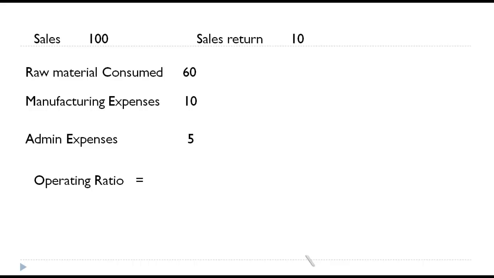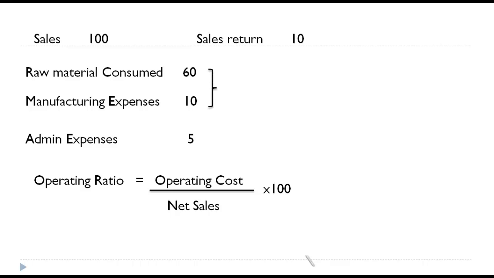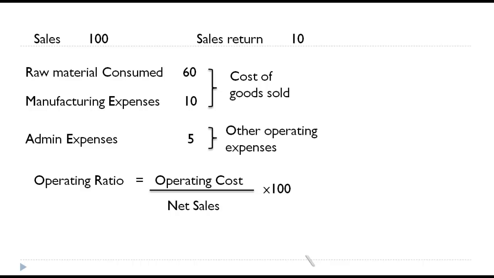So what is operating ratio? It is operating cost divided by net sales into 100. So now we should know what is operating cost, and I have told you operating cost is nothing but cost of goods sold plus other operating expenses. So first let us find the cost of goods sold. Here the cost of goods sold are raw material consumed and manufacturing expenses. That's the cost of goods sold. And for other operating expenses we just have admin expense, so we'll make note of it.